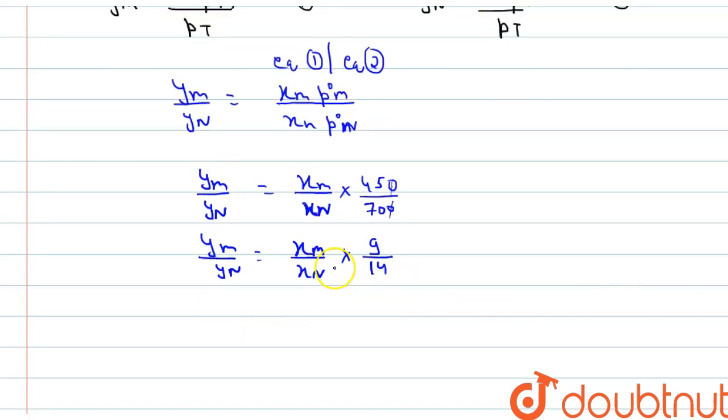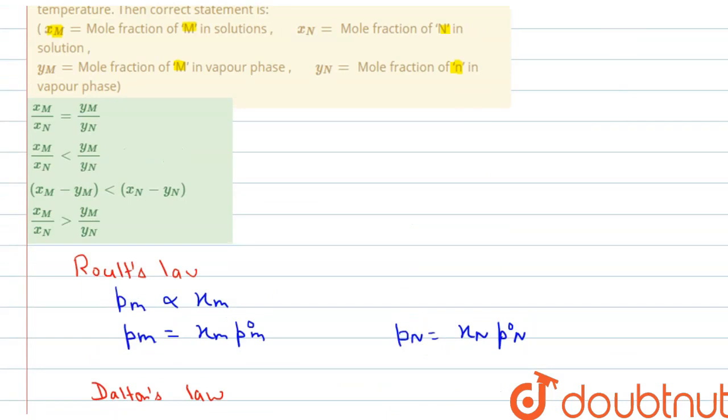As we can compare from here, this value is less than 1, so xm divided by xn will be greater than Ym divided by Yn. So this will be our correct answer. Right, so our option is xm divided by xn will be greater than ym divided by yn. So option number D is our correct answer.